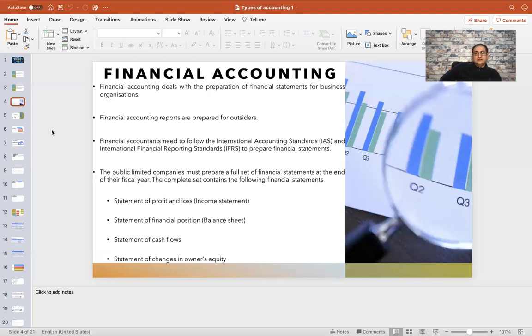And that full set of financial statements consists of 4 financial statements. These are the statement of profit and loss, which is also known as income statement, the statement of financial position, that is known as balance sheet, cash flow statements, and the statement of changes in owner's equity. So now I am going into the details of these financial statements.